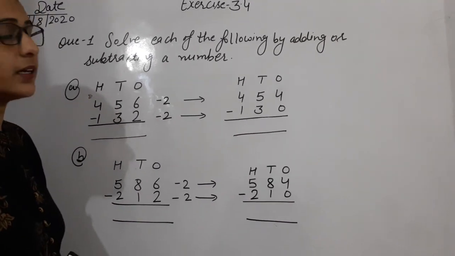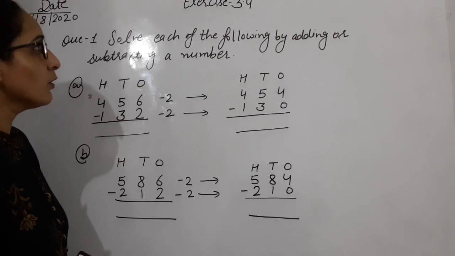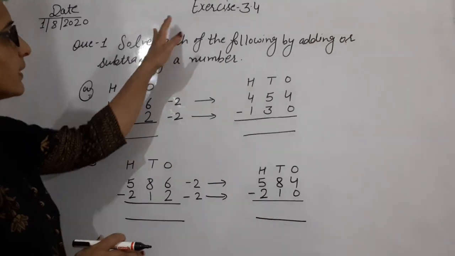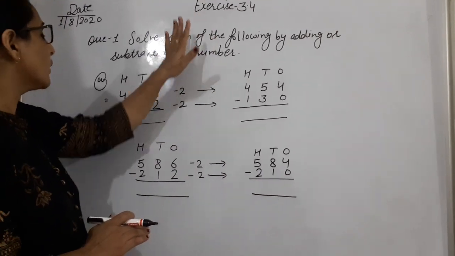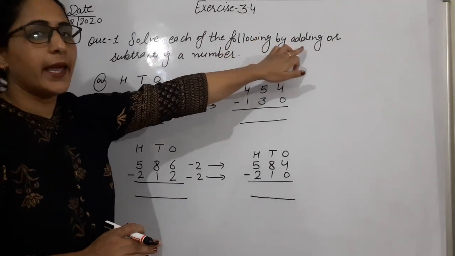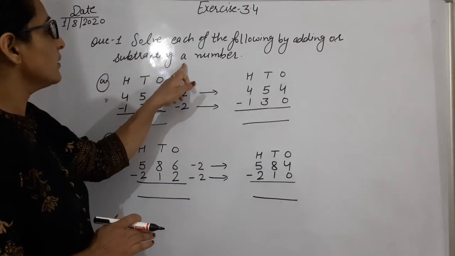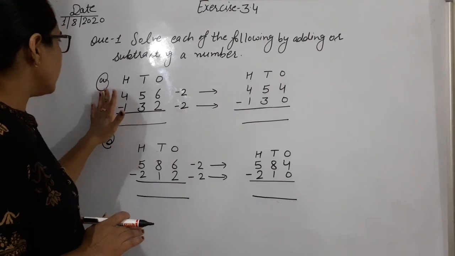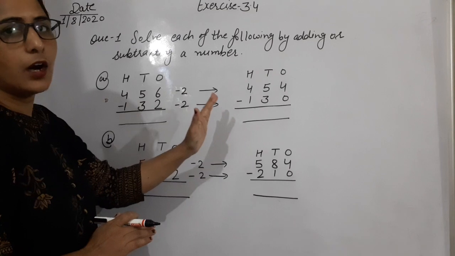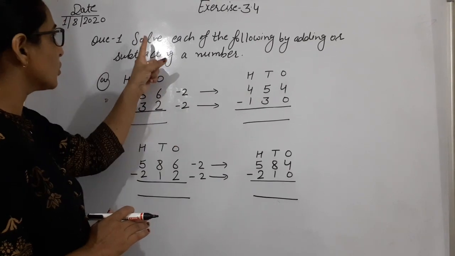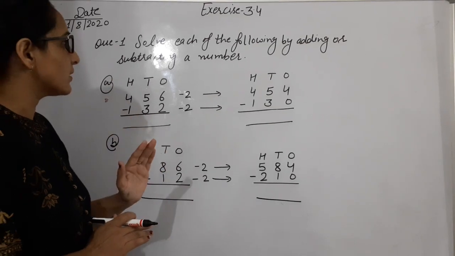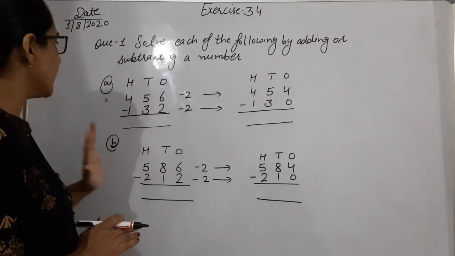So today we start our exercise number 3.4. Till 3.3 we have done. So today we do our exercise number 3.4. Here the question number 1 is: solve each of the following by adding or subtracting a number. In this question, the question is simple but the way is different in how we are doing this one. The question is solve each of the following by adding, otherwise subtracting a number. Let's see how we do.